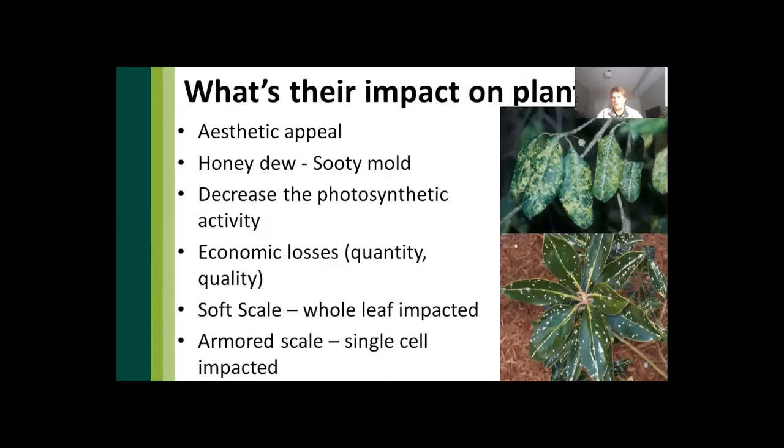And just as a quick diagnostic thing, if you're looking at a whole leaf that's impacted, typically that is a soft scale that you're more likely to be dealing with because they are actually feeding on the xylem tissue of that plant. Whereas if it's a single cell, up here in this top right photo, that is more likely an armored scale, because that scale is actually piercing the individual cell and sucking out the fluid of that individual cell. The cell dies, it moves on to the next cell. So it's giving that stifled appearance.